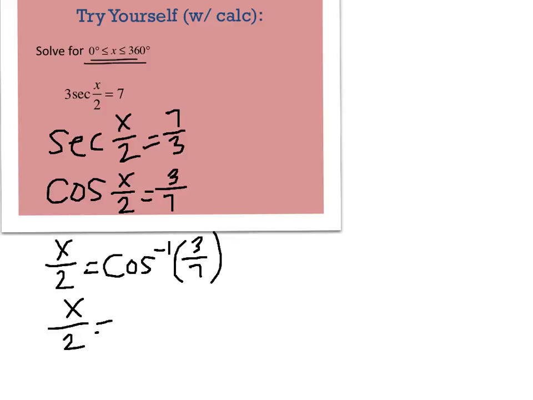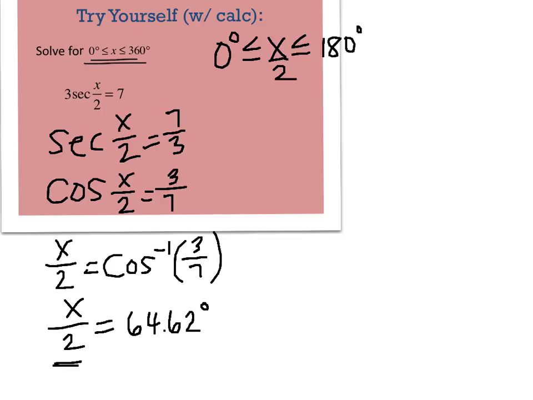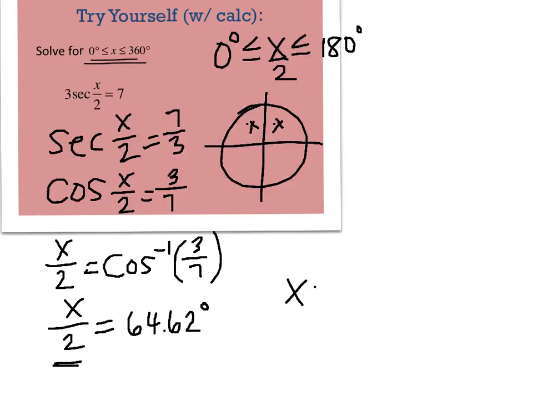What we do when we get that, we get x over 2 equals 64.62 degrees. Now once again we have to adjust our domain. Since over here we're in terms of x over 2, we need in this case to divide by 2. So our domain changes from 0 degrees to 180 degrees for x over 2. Since we've restricted our domain to just the top half of the circle, or just quadrants 1 and 2, the cosine is only positive in one of those quadrants, quadrant 1, so we are only going to have one answer here. Our last step is to multiply that by 2 in order to put it in terms of x.